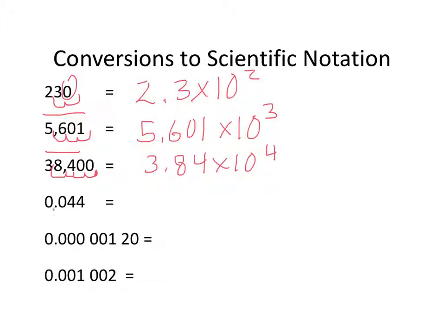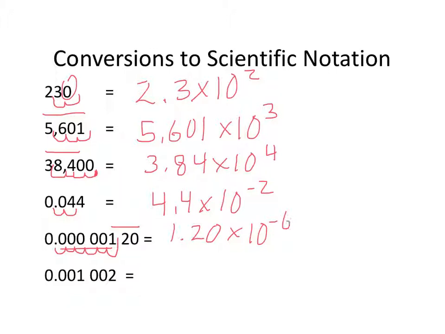Here we need to move our decimal point over 2 places to the right, so we have a negative exponent, 4.4 times 10 to the negative 2, because we moved it over 2 places. Here, none of these zeros are significant, but the last one is, because it's shown where it's not necessary. So we need to move our decimal point over 1, 2, 3, 4, 5, 6 places, 1.20 times 10 to the negative 6.